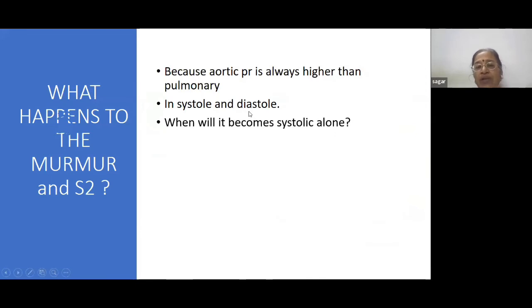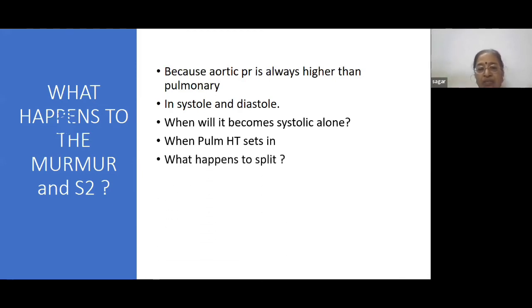Okay. When will this murmur become systolic alone? When you get pulmonary artery hypertension, because at that time the diastolic pressures may be equal and the systolic pressure alone may be so much higher. So as you get pulmonary artery hypertension, this continuous murmur will become only systolic. This murmur in the first place will become only systolic when pulmonary artery hypertension sets in.